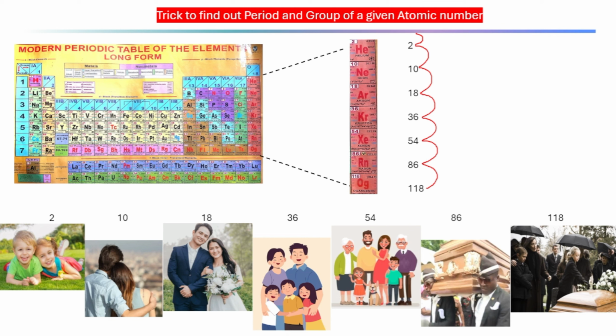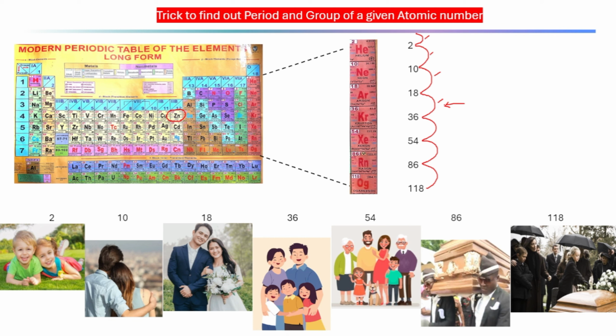For example, let's take the case of zinc. Its atomic number is 30. So 30 comes in between 18 and 36. So if we remember this numbering, from there we can count: 1, 2, 3 and 4. So zinc, the atomic number 30, is an element housed in period 4.